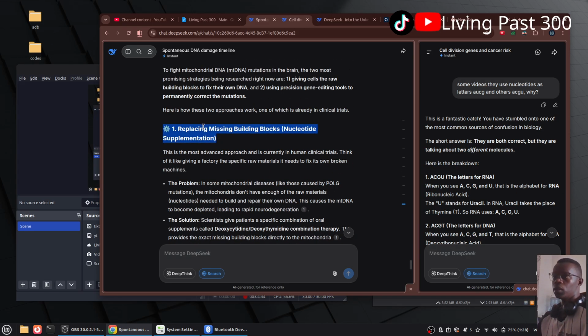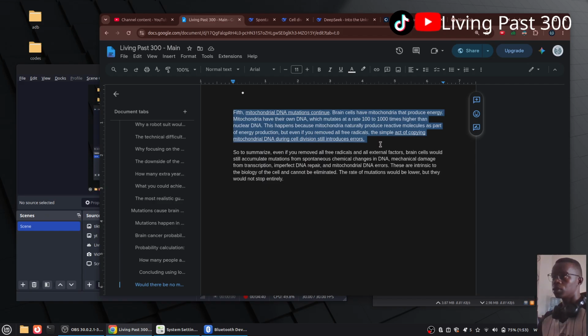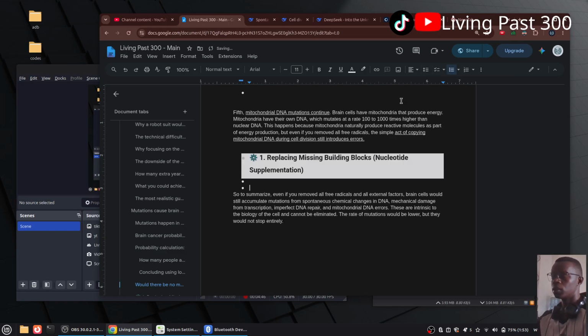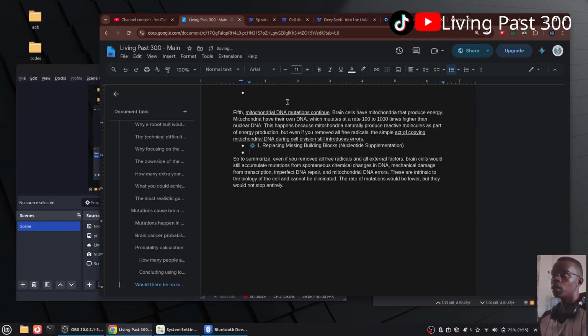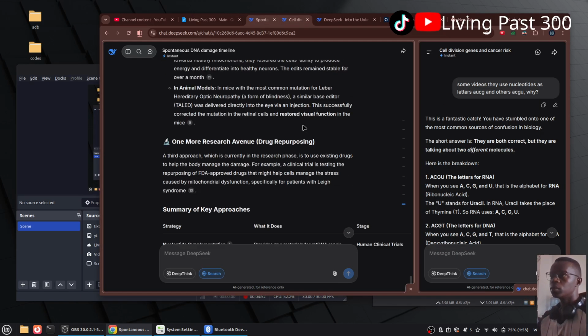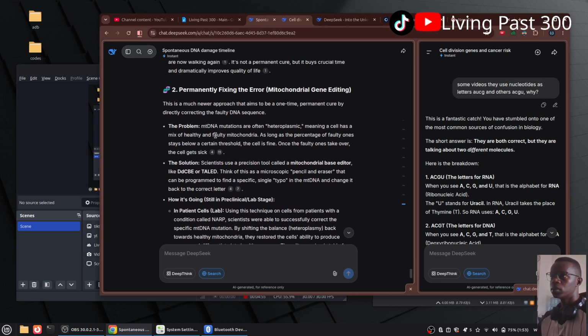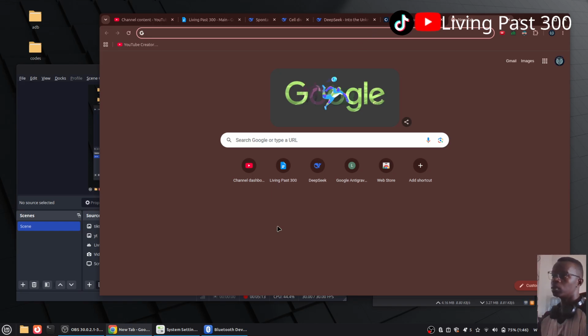Okay, so here we have adding more nucleotides as the first solution. Then we have gene editing. Gene editing is basically using a mitochondrial base editor, which goes and finds a sequence of genes that are faulty and changes them to a better state.